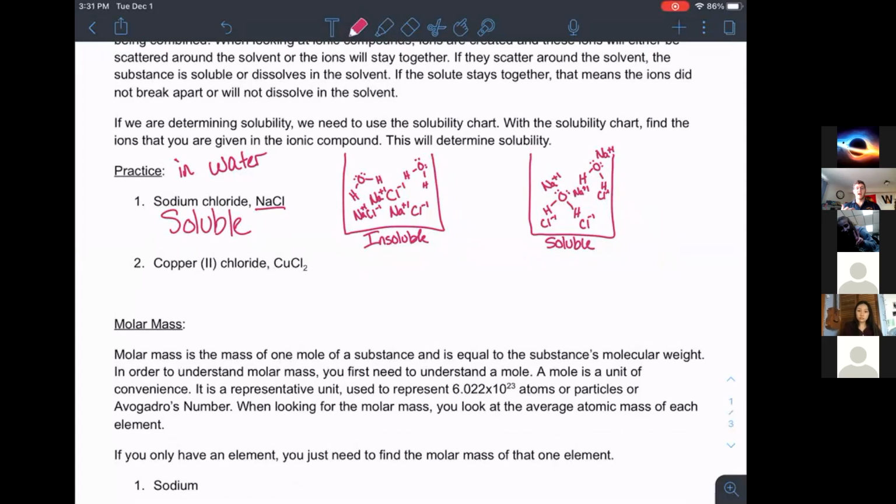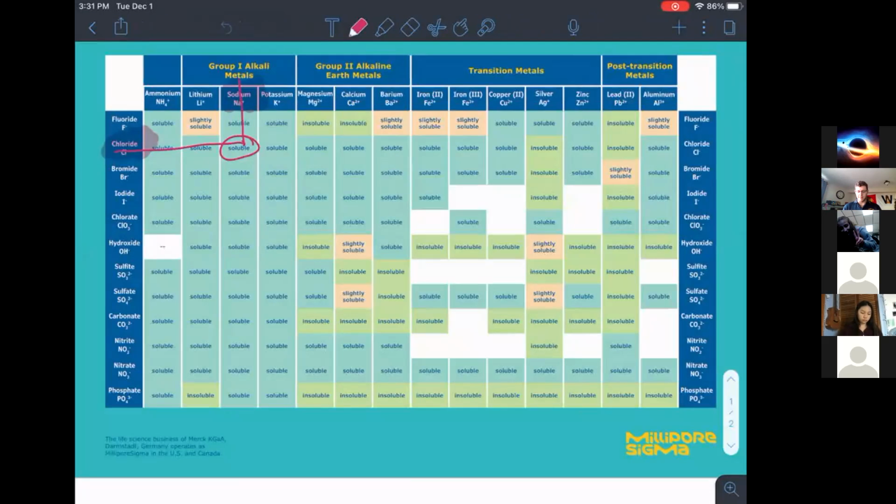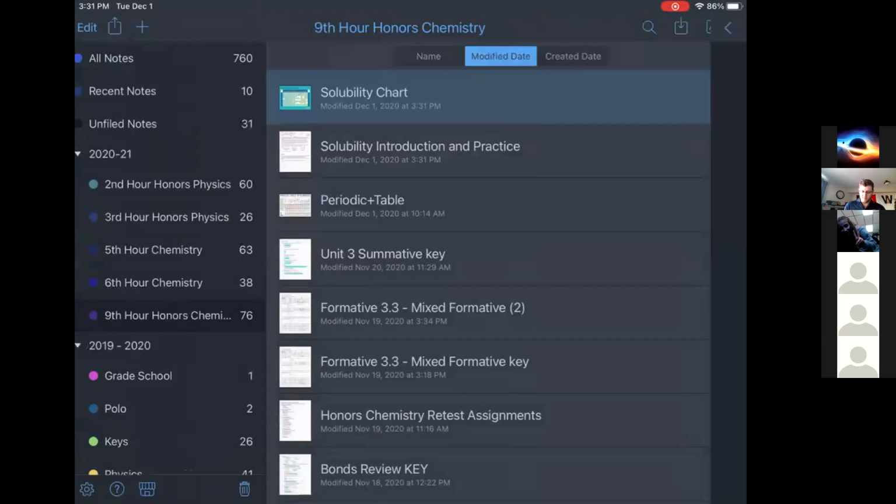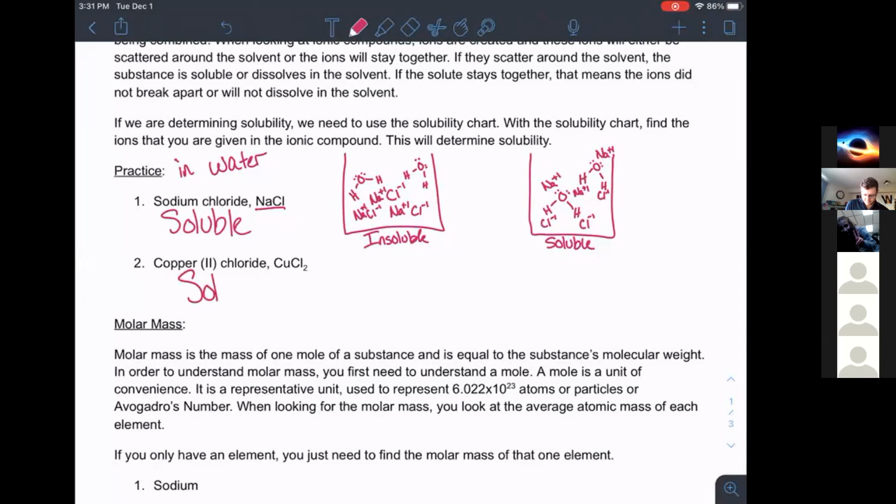All right, and then we have copper 2 chloride. So let's go to our solubility chart. Let's find copper 2 chloride. Is copper 2 chloride soluble or insoluble? Soluble. It is soluble again. We can find it right here as soluble, which we can put right here. Are there any questions on this solubility stuff?